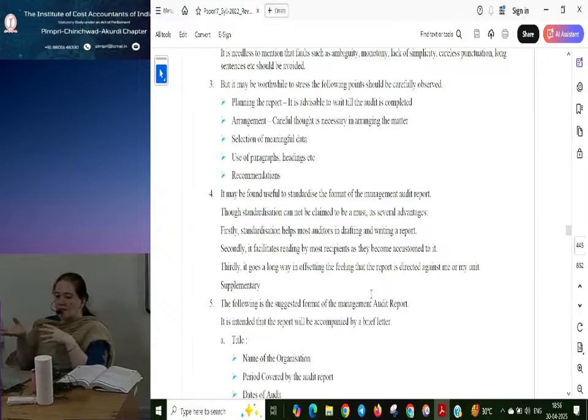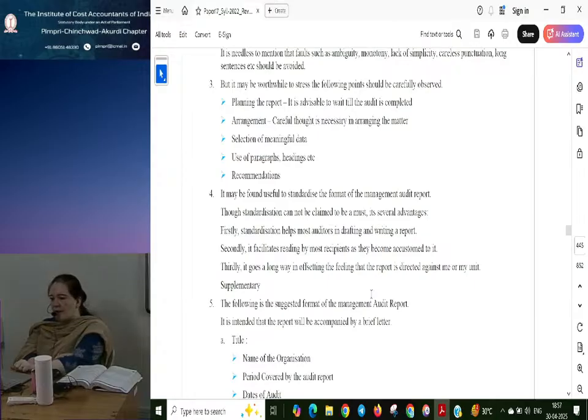So as I told, there is no strict standard format for a management audit report, but still if you have some standards in place, it is better that they are used. Why is such standardization needed? Because there can be many management auditors working on it, so a report of a different format every time will be misleading. You can have a standard template which can be used by most auditors in drafting the report. Secondly, it facilitates reading by most recipients because they will be accustomed to that format.